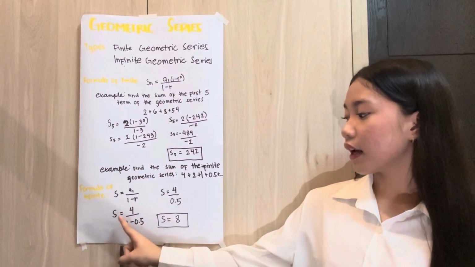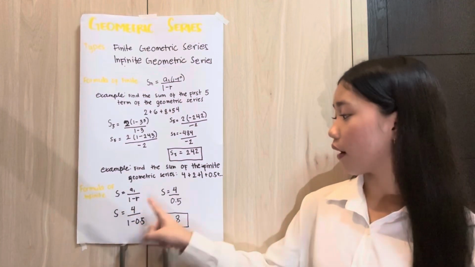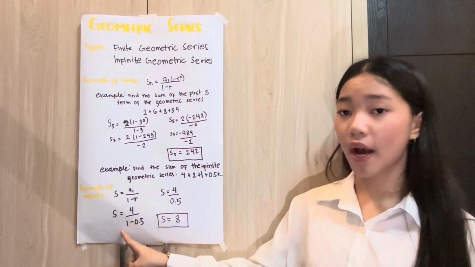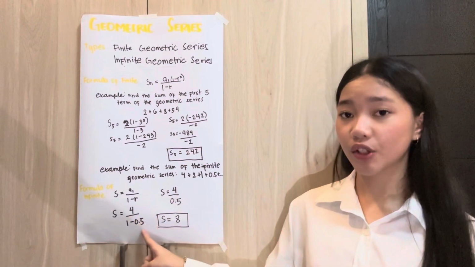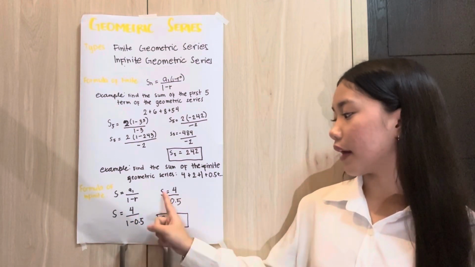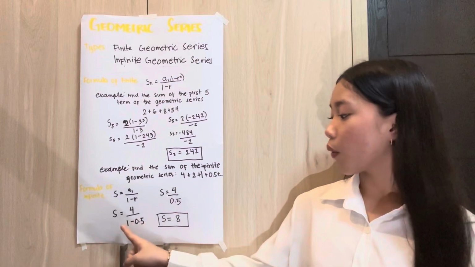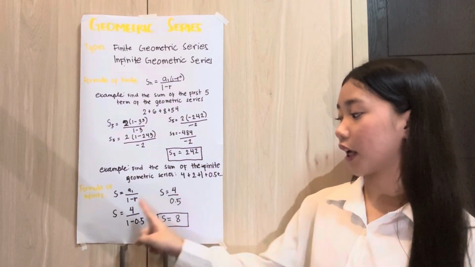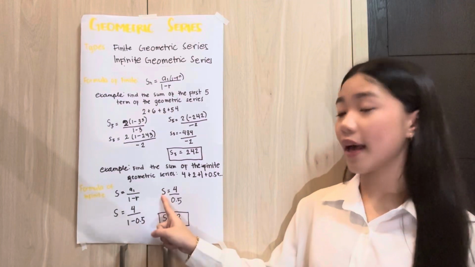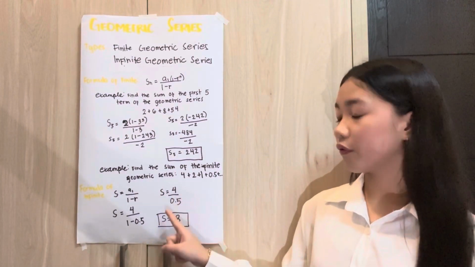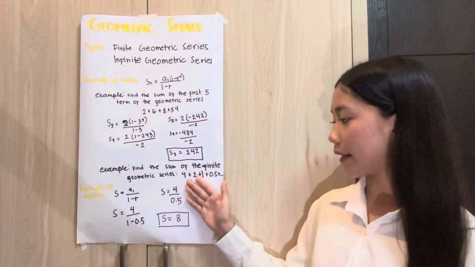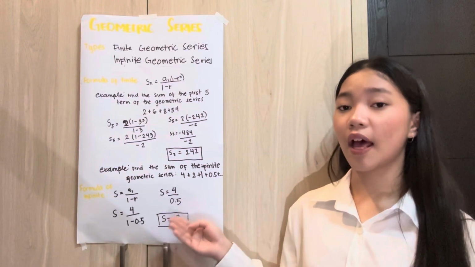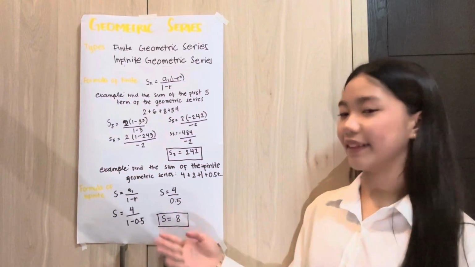So S equals the first term, 4, over 1 minus the common ratio 0.5. Then, let's subtract these two. 1 minus 0.5 is 0.5. Then copy the 4. So S equals 4 over 0.5. Then, divide these two to get the answer. And the answer will be 8.